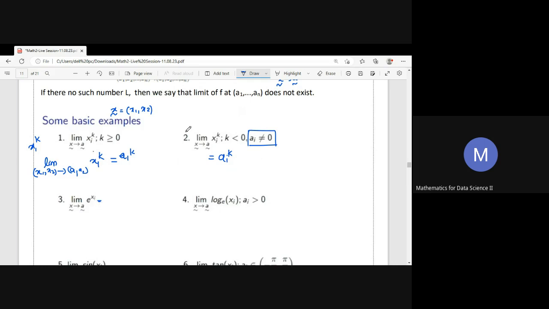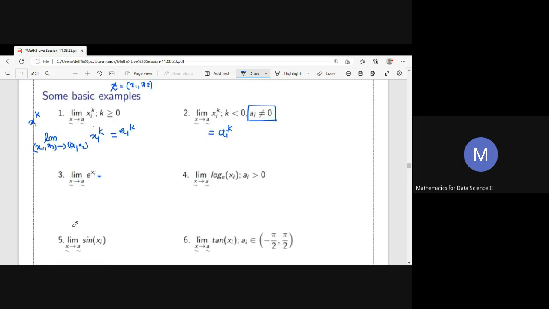So we saw generally power functions, exponential functions, logarithmic, or any trigonometric functions. All these are continuous functions. So we know that you can apply the limit very easily. So what is the limit of this one? e raised to a, e power a.